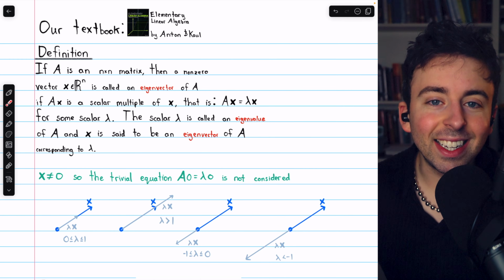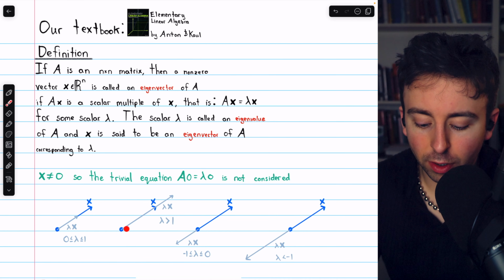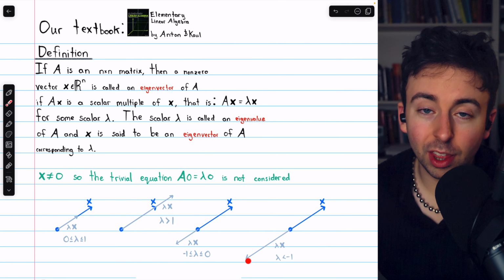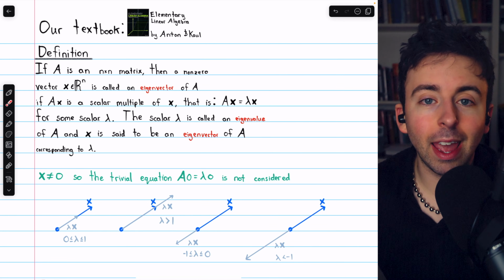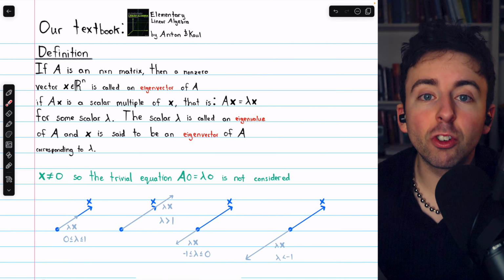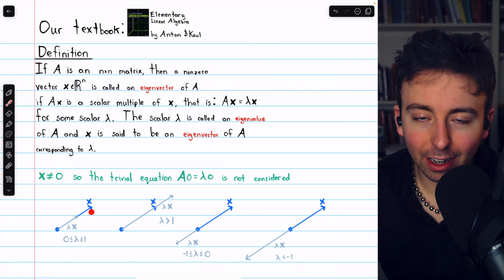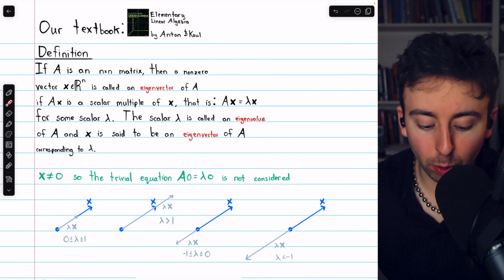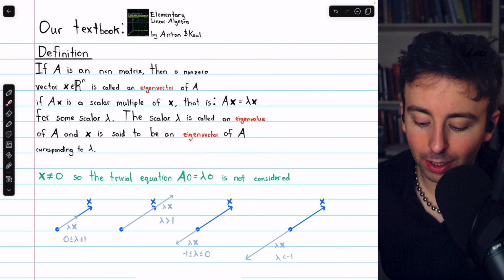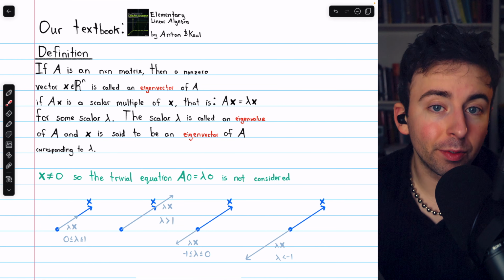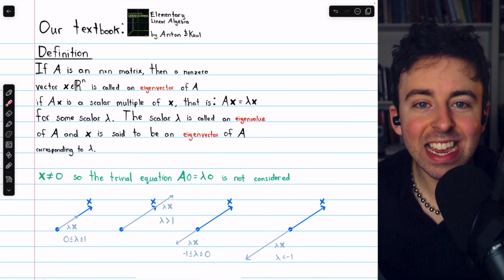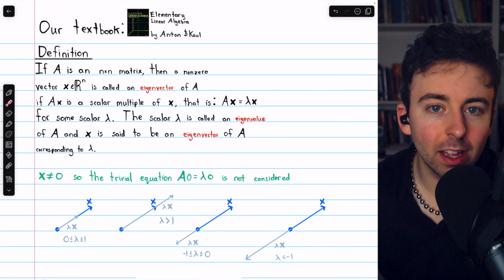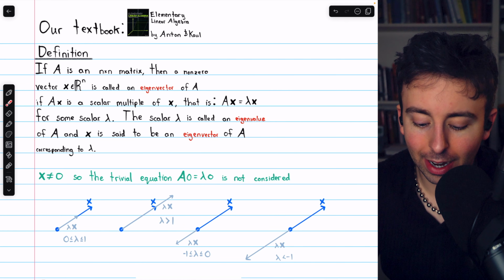And remember, the idea is that all of these stretches we see in these pictures, in theory, resulted from multiplication by a matrix. And it just so happened that multiplying x by that matrix actually just stretched it by some factor lambda. That's the interesting fact that makes x an eigenvector of the matrix A. Multiplying it by A just has the effect of stretching it.